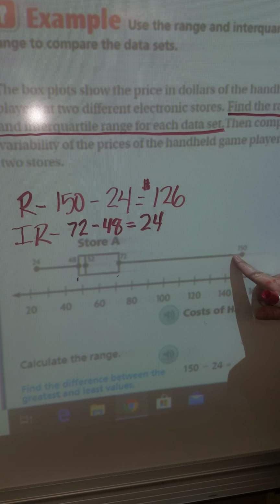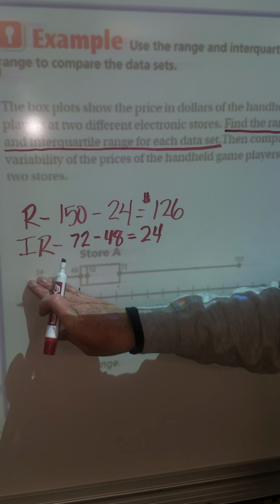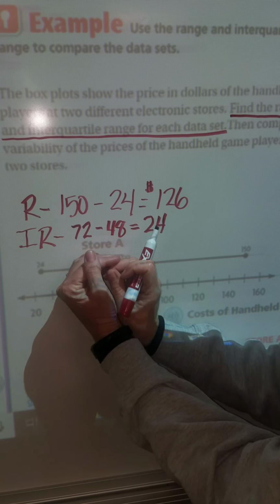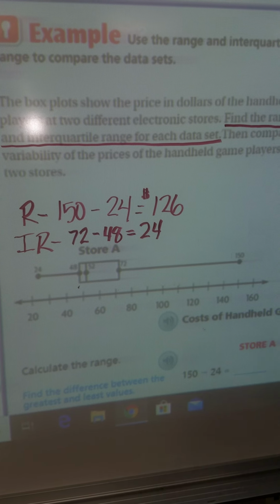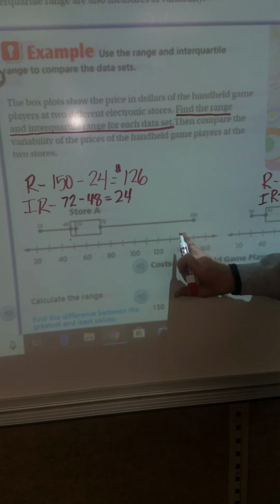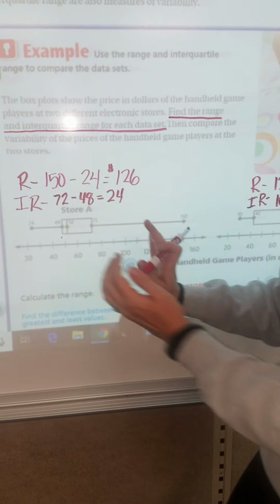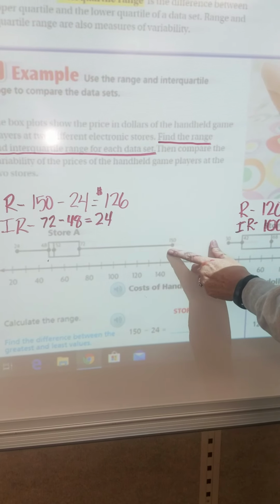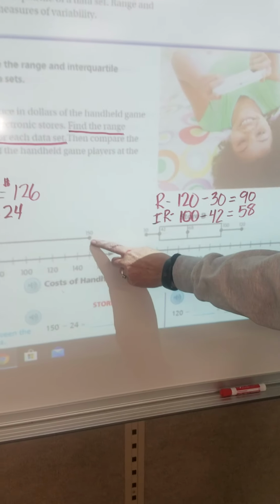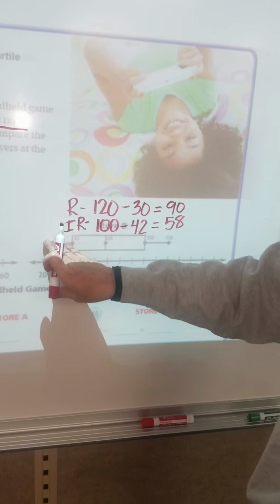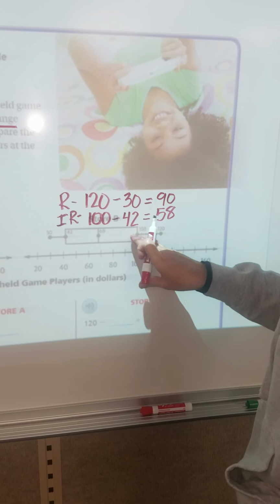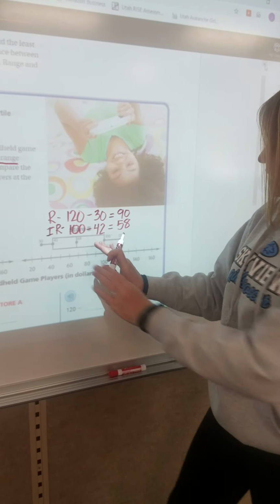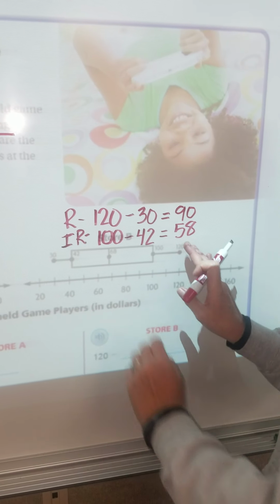So the range makes it seem like they have a lot, but most of their data values, boys and girls, are down here. The fact that they have that one expensive game player probably means that most of them are pretty close together, but they have that one that makes it seem like there's a better variety in price. This is more consistent, and the data values are more spread out. Their variability, even in the middle, is 58.